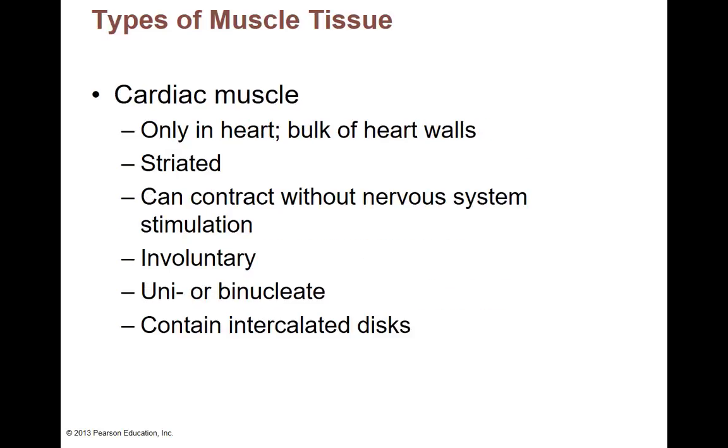Cardiac muscle, the only place we find it in the entire body is our heart. That's the majority of our heart walls. It's also striated, so it also has stripes to it. It can contract without nervous system stimulation, so the brain doesn't have to tell it to contract. There are cells in there that naturally will contract. And this is why, if you've ever dissected something like a cold-blooded animal, like a frog or a fish, you can actually remove a heart, put it in a petri dish, and it will just beat away for a while. It's cool.